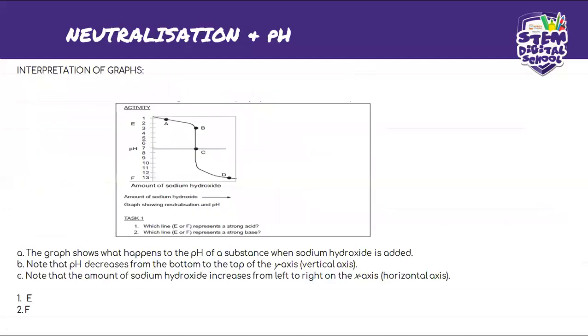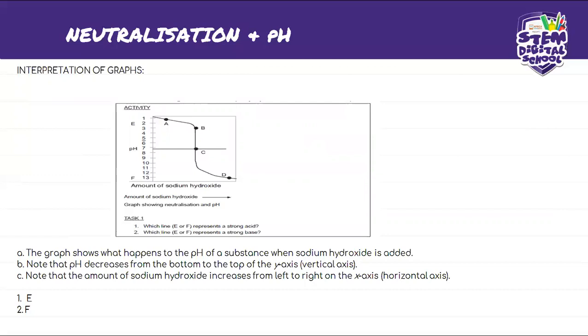Let's look at neutralization and then what? pH. Here we are going to look at the interpretation of what? Graphs. Here we are looking at the pH versus what? The amount of sodium hydroxide. You see the pH starts from 1 up until what? 13. So we have the key, the amount of sodium hydroxide, and a graph showing neutralization and pH.